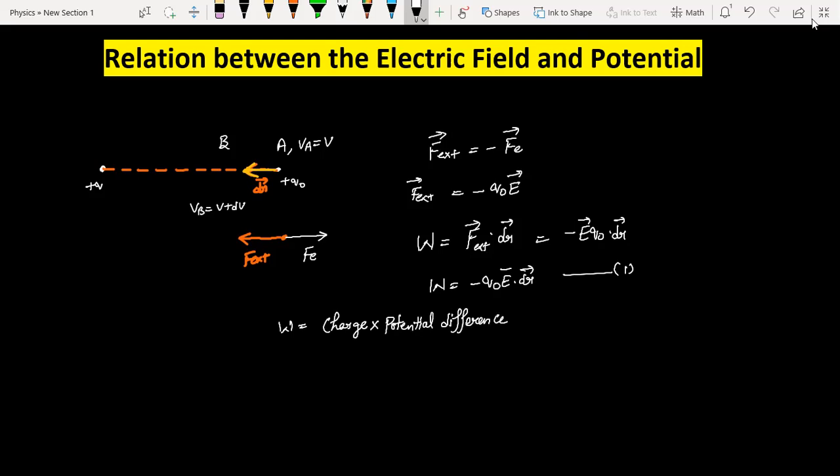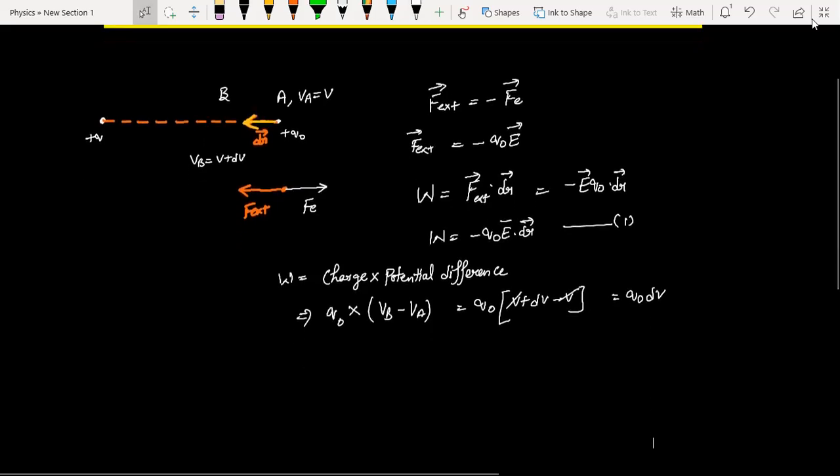Okay. So in this case, we can write this charge Q naught into this potential difference, meaning the potential at point B minus the potential at point A. Which will give you nothing but the potential at point B, which is V plus dV, minus V. So that is nothing but Q naught into dV. So this is the work done.